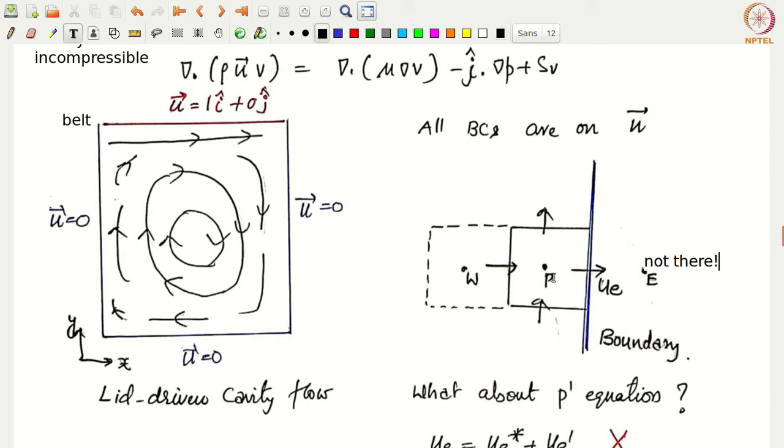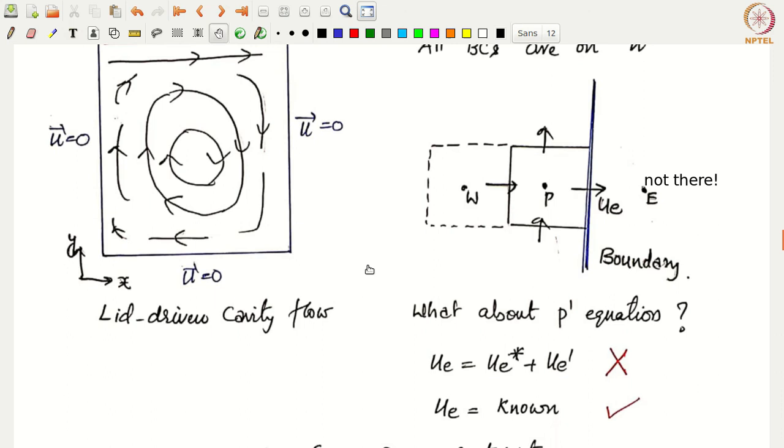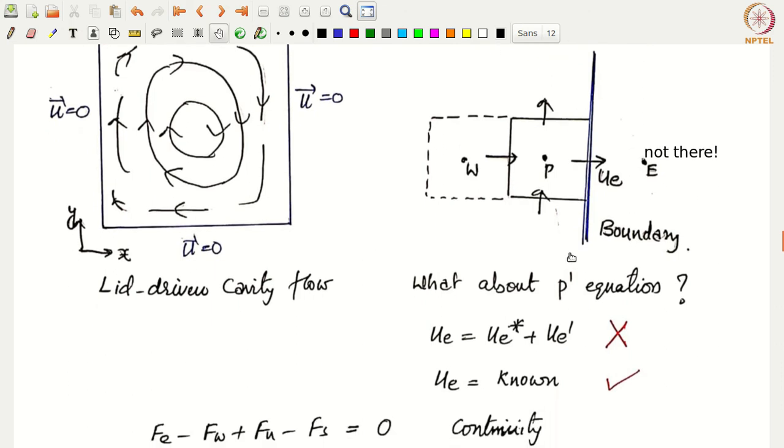Okay, all right. What happens now? What will happen to the P prime equation when you try to solve for this near boundary cell? That means your u_e is u_e star plus u_e prime, right? That's what we would use in obtaining the P prime equation, but we know that u_e is already specified, right? The u_e value is specified, so we cannot correct it. So we cannot write u_e equals u_e star plus u_e prime; leave u_e as it is. This is a known value.